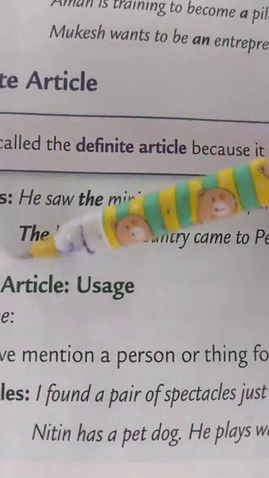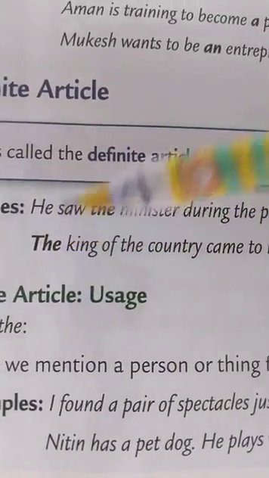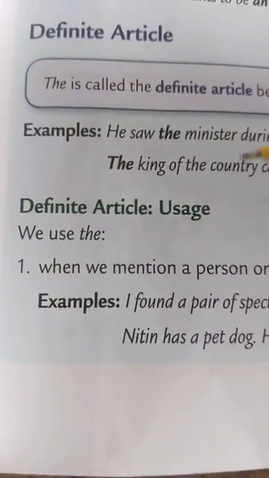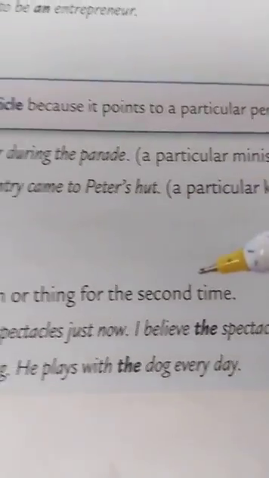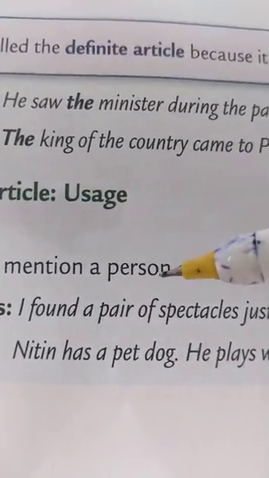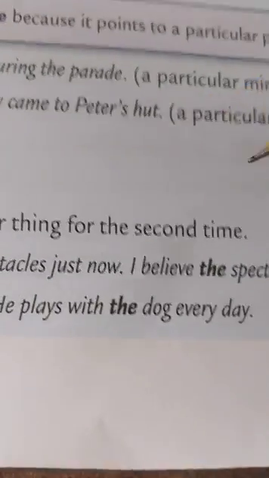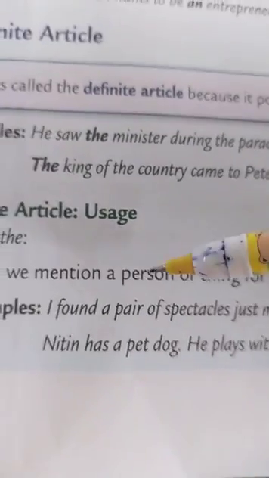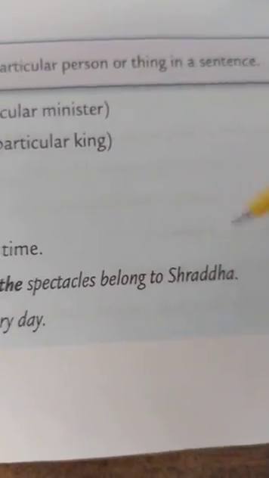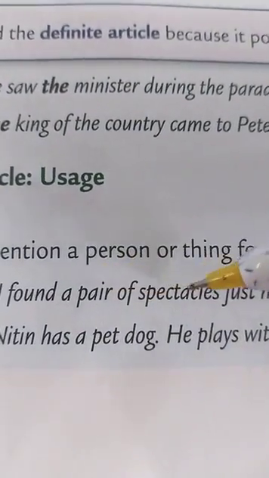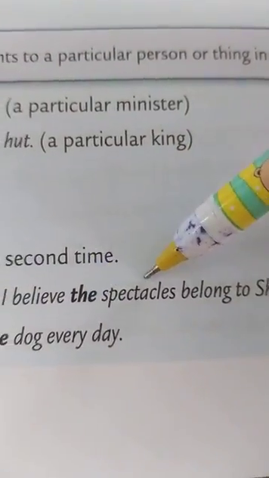Now here in this sentence we are referring to a particular king of the country, so we have used article the. Now where do we use article the? It is used when we mention a person or a thing for the second time in a sentence. So whenever we mention a person or a thing for the second time, we use article the. I found a pair of spectacles just now. I believe the spectacles belong to Shraddha. Now, for the first time when we used this noun spectacles, we have used a, and then when we have used it again, we have used the before it.